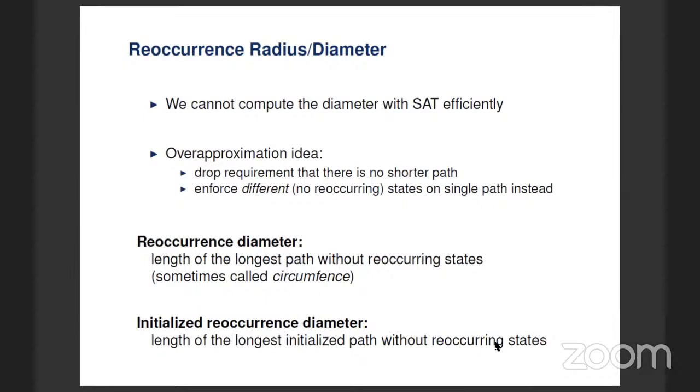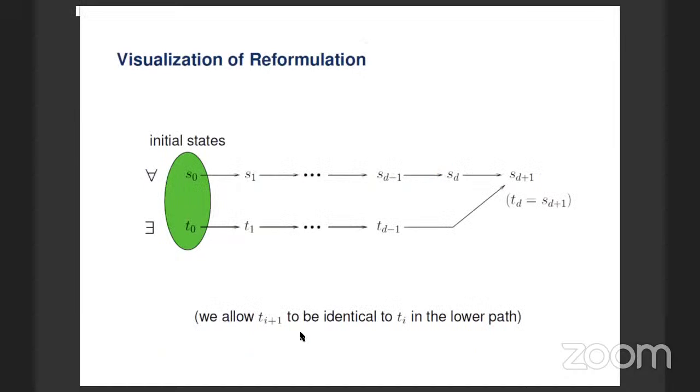Okay, because this initialized reoccurrence diameter is also a bound. It's greater than or equal to the size of the initialized diameter for any transition system. And you can think about it.